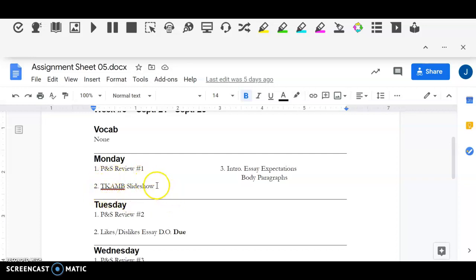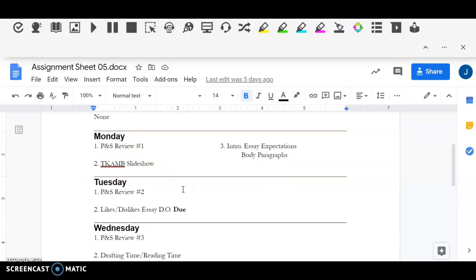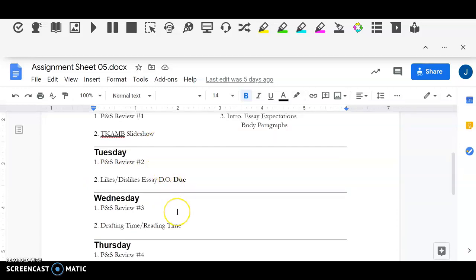We covered a To Kill a Mockingbird slideshow, and I actually moved this bit of the introduction of body paragraphs down to Tuesday. So really we just dealt with these first two items here. We're going to be doing these punctuation and style reviews each day. I'm kind of splitting a packet up and teaching you a rule or two each day. And meanwhile, we're kind of working on our essay as we prepare for To Kill a Mockingbird.